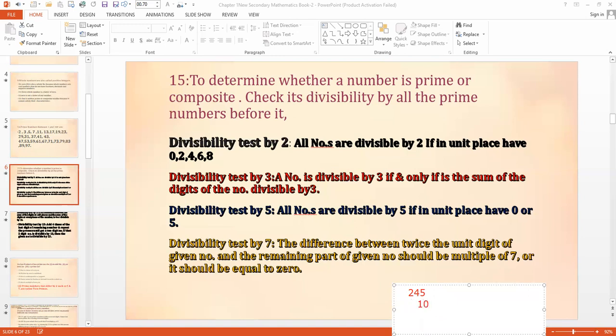When you subtract this 10 from 245, what will be your answer? Please tell me. You have to double the unit place number, then subtract it from the remaining part. So it is equal to 235. Again, look at the unit place. Which number is given to you in the unit place? 5 is given to you. Now you have to double it.